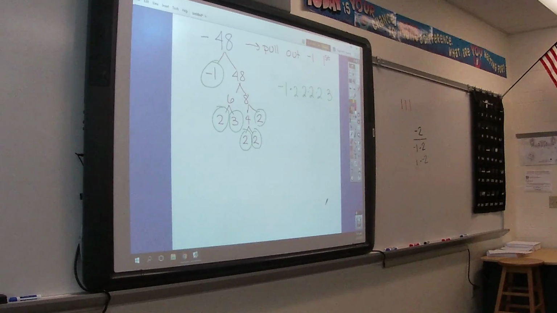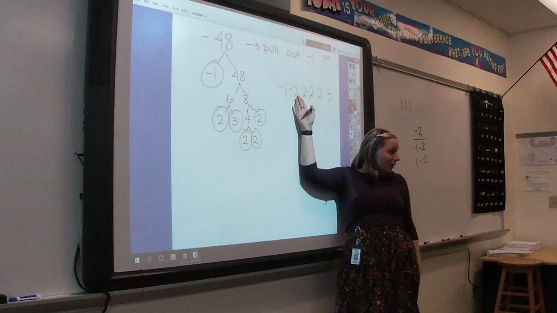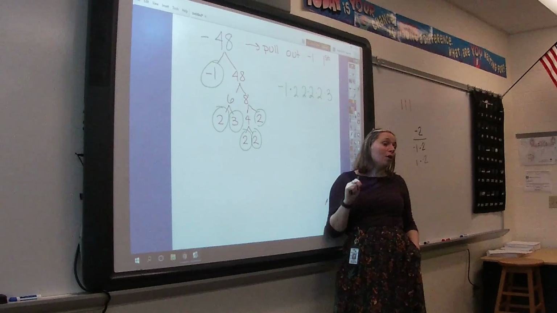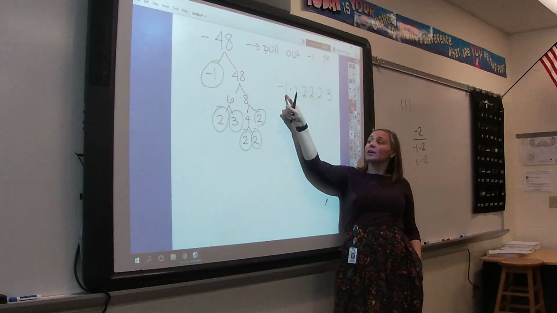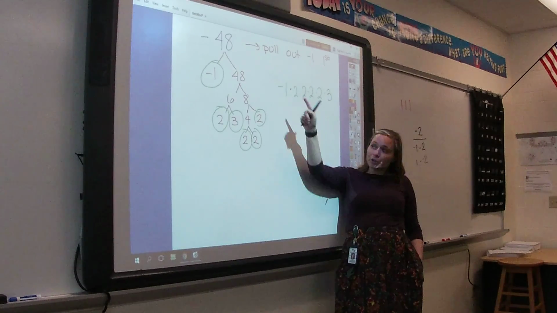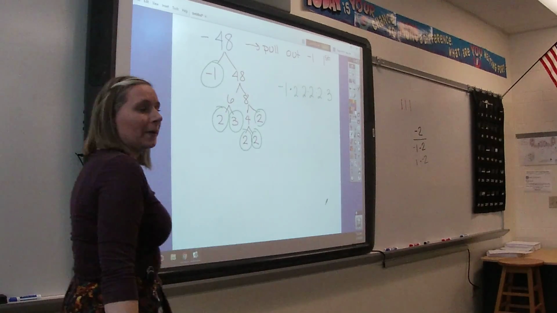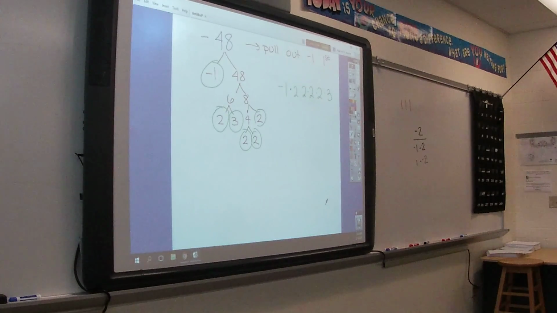How could you maybe check and see if you're right? What would maybe be some options there? What do you think, Olivia? Multiply the prime factors back out. Now, obviously, if you accidentally left this as 4, you would still get the correct answer. So you do have to make sure they're all primes. But if in your calculator you put negative 1 times 2 times 2 times 2 times 2 times 3, you should get back out negative 48. Okay. Are we okay there?